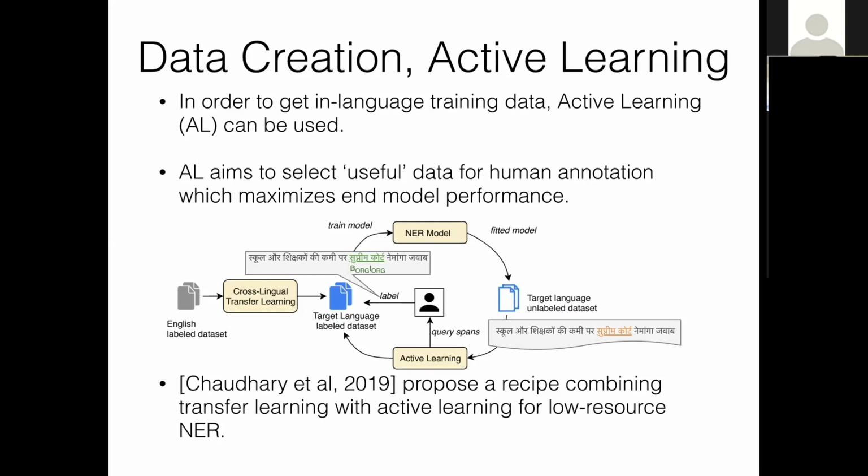Once the user annotates them, they are put back into the label pool, and this cycle continues until you have either exhausted all of the tokens or you have achieved a certain level of accuracy. So by combining both transfer learning and active learning, we're trying to utilize knowledge from high-resource languages, as well as get good quality data in the target language itself.